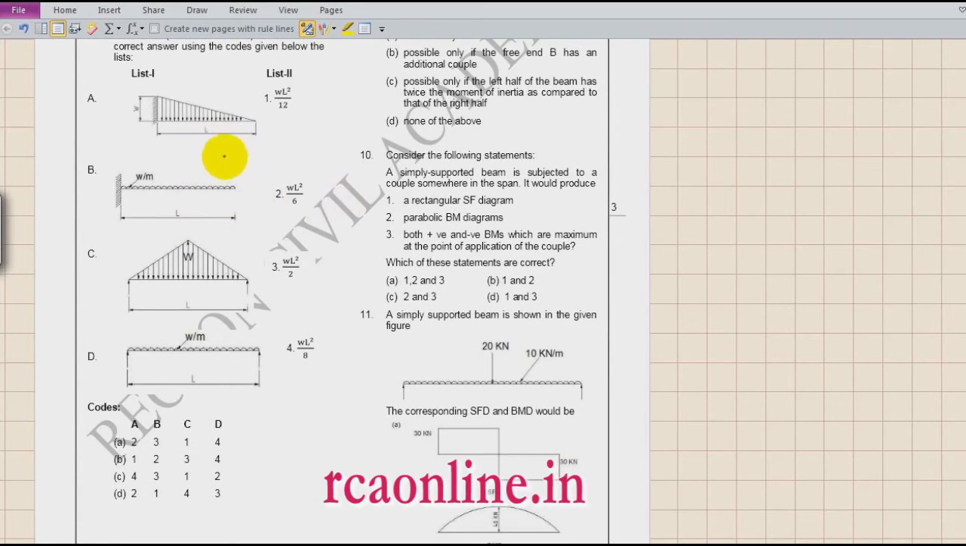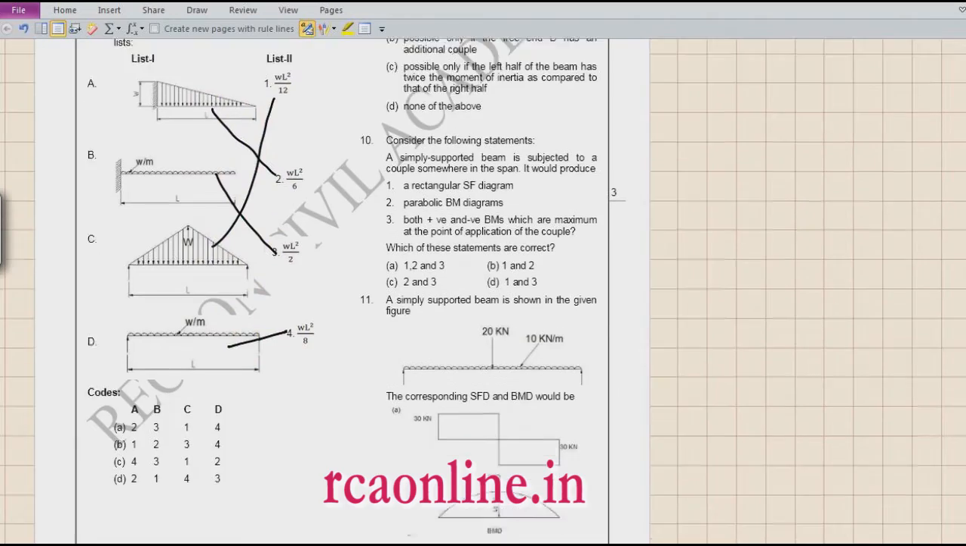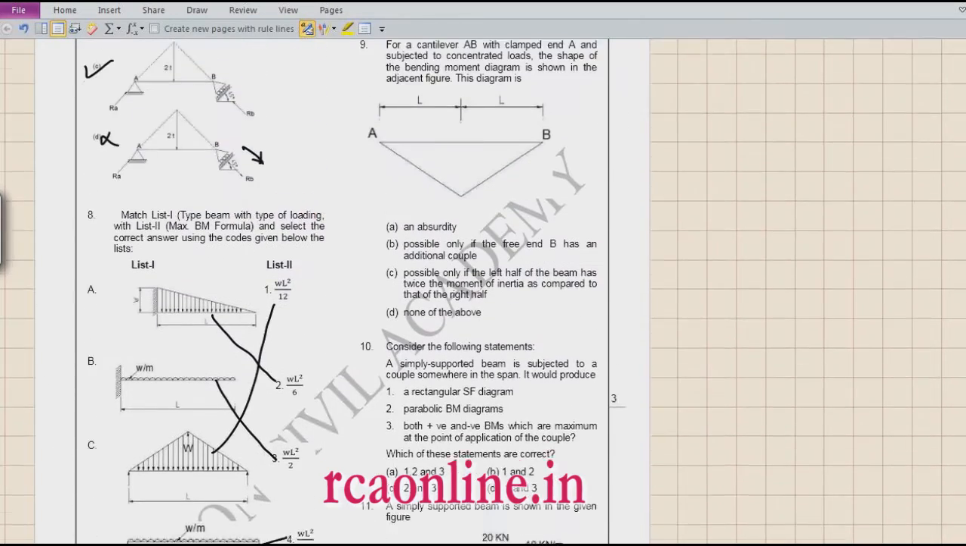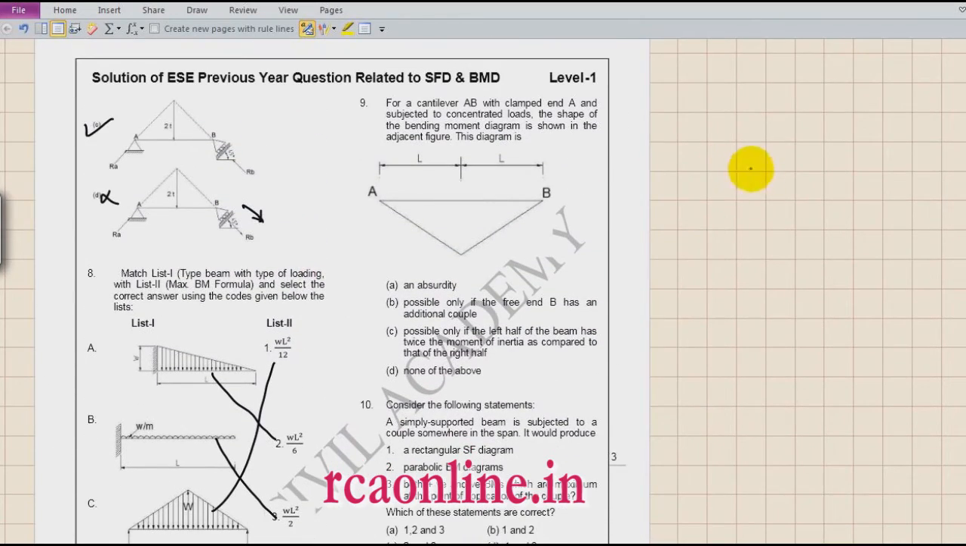Again, it is a repetitive question which we have done. So what is the answer? WL square by 2, WL square by 6, WL square by 12 and WL square by 8. Is it okay? There may be in the initial of the engineering services lot of questions were repeated, but now this is not a practice, so you take each question very seriously.